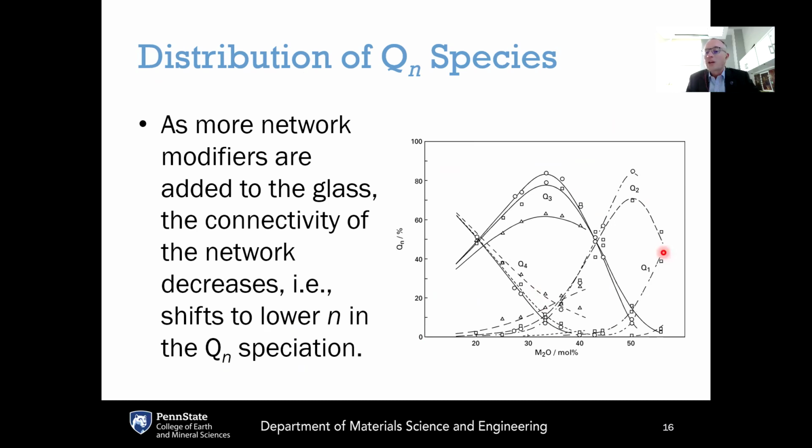And the region where we have good glass formation is where we've got some combination of Q4 and Q3 species with a minimal amount of Q2. So basically, this region here of around 20 to 25% modifier content is where we usually like to be. And that's because we can lower the melting temperature of the glass while still having good connectivity to form a stable glass structure in 3 dimensions.